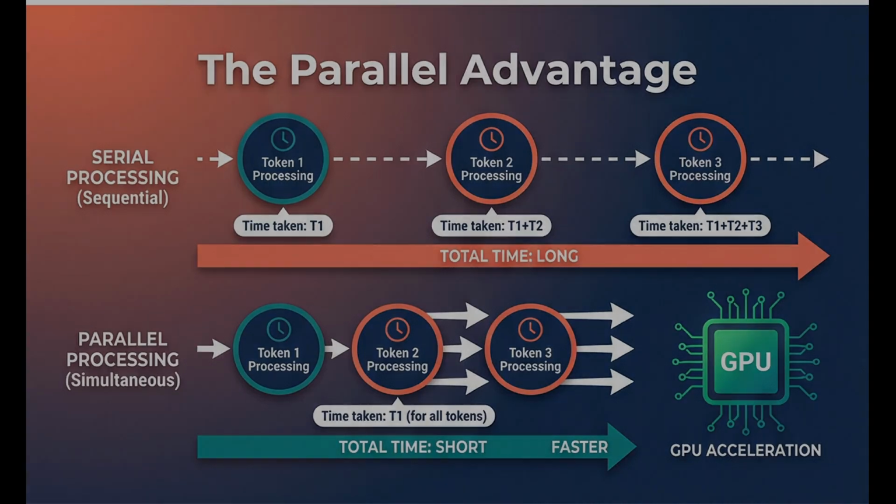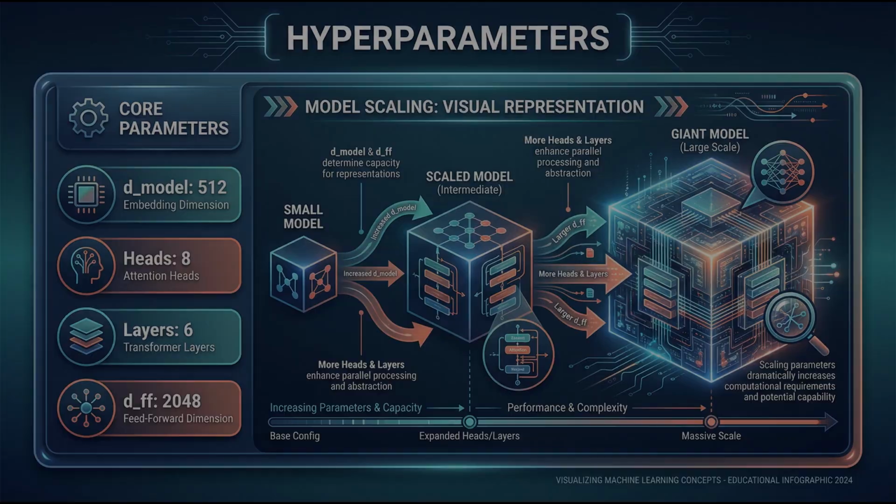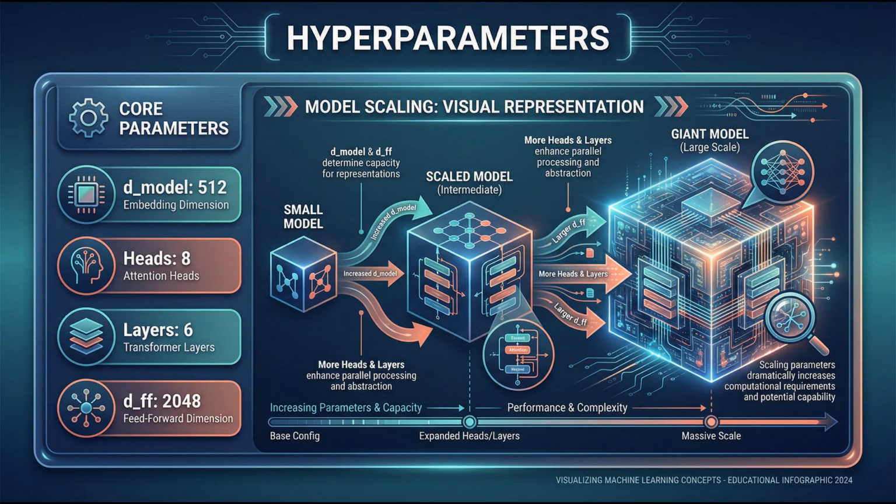Transformers succeeded because they handle long-range dependencies, and, crucially, they are highly parallelizable. Unlike RNNs, they can use massive GPU compute efficiently, allowing us to scale them to billions of parameters. The original paper used specific numbers. D_model of 512, 8 attention heads, and 6 layers. These parameters determine the model's capacity. Modern LLMs just scale these numbers up significantly.